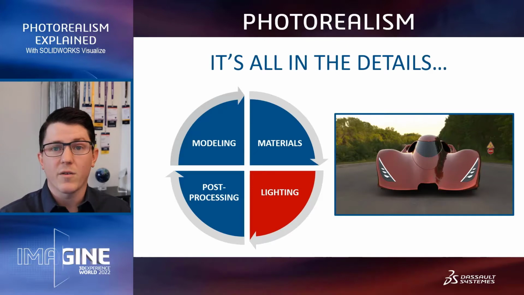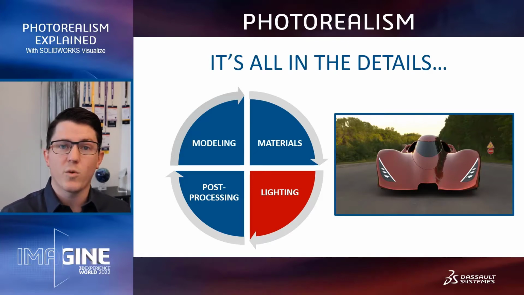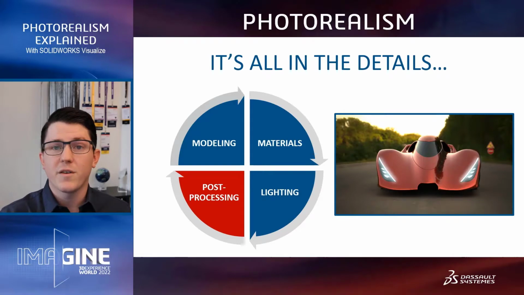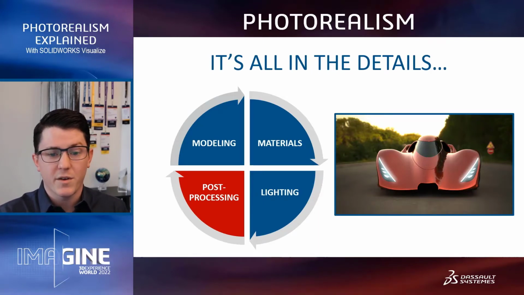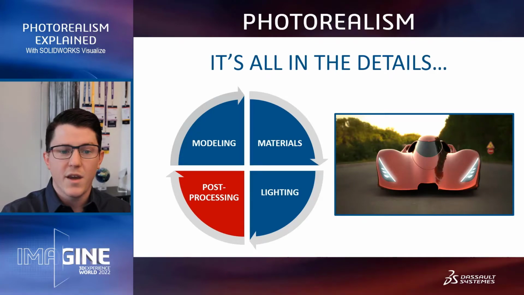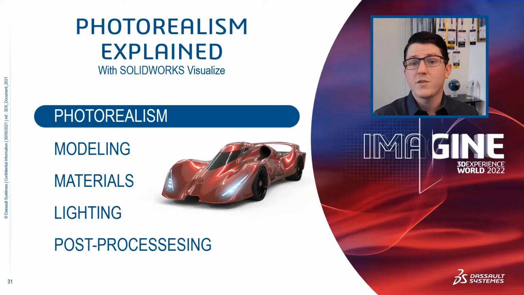Then we'll look at lighting, right? Lighting is what we surround the model with to produce all of these reflections, and if you do it right, it really does a lot for the rendering in terms of photorealism. And then finally there's post-processing. So this can be done in Visualize Professional or third-party software, but this is where we add the final touches to an image to give it the glow in the headlights and the depth of field and things like that. So that's photorealism. Now let's talk about modeling.